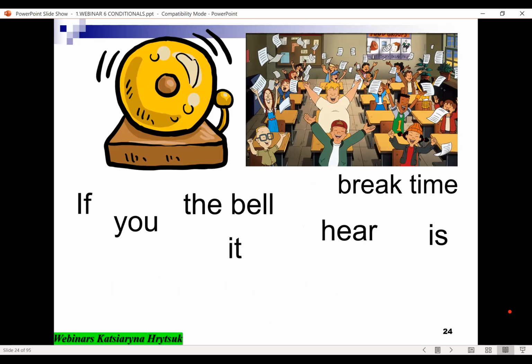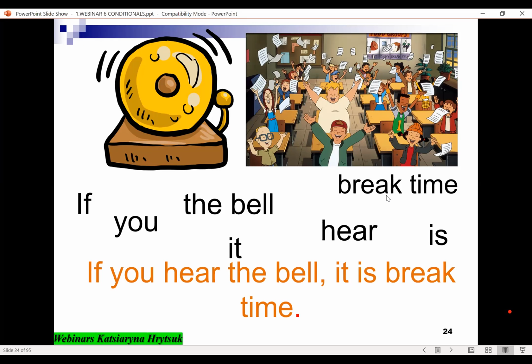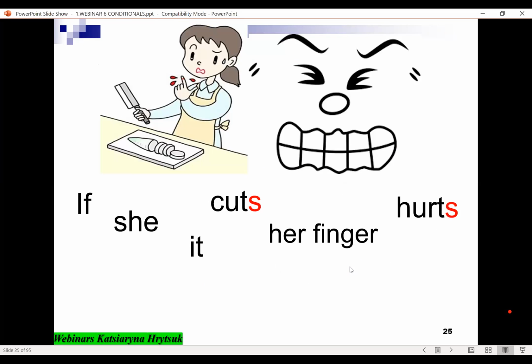If you hear the bell, it is break time. Don't forget the verb. No, if you hear the bell, it is break time. Excellent. So if you hear the bell, present simple, the verb to be, it is break time. Here, present simple, the verb to be, also present simple.